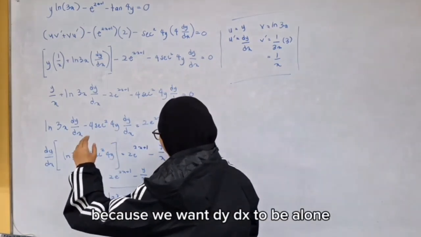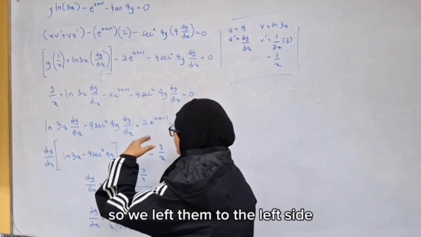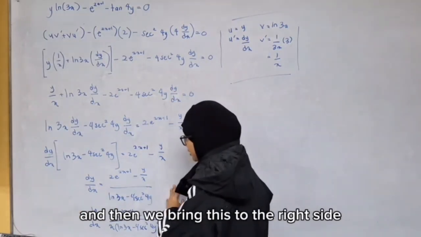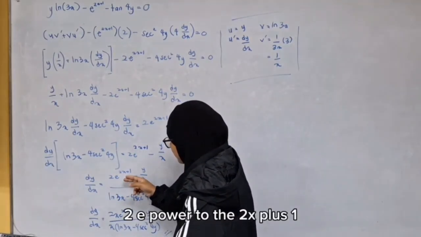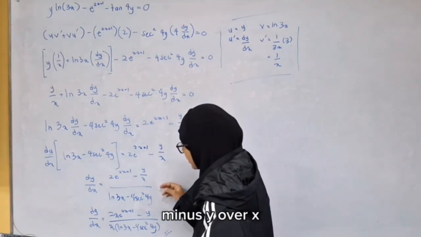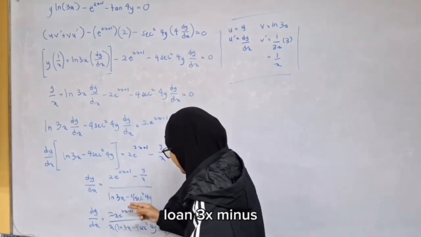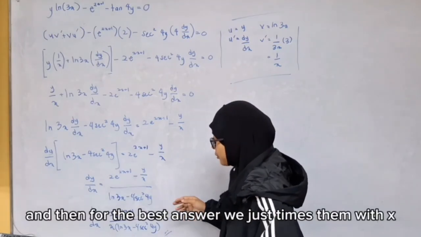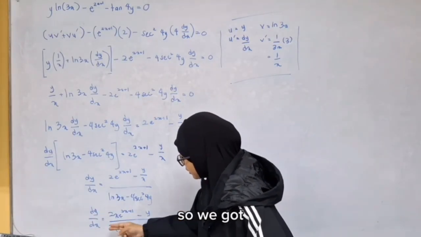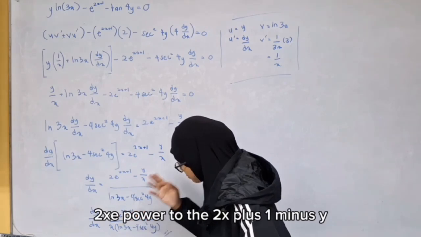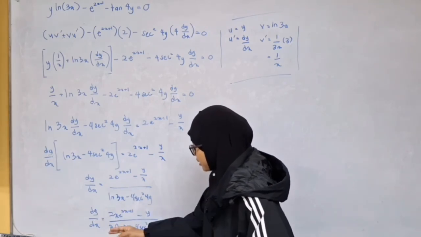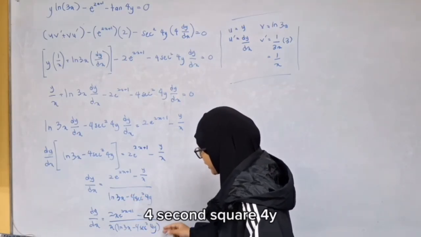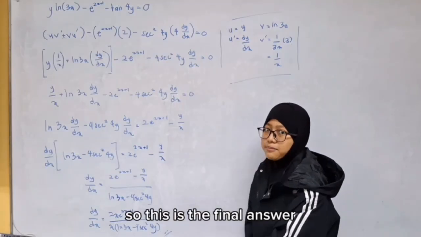Because we want dy/dx to be alone, we leave it on the left side, and we bring this to the right side. So we got 2 equal to x plus 1 minus y over x, and then we divide by the bracket. And then for the best answer, we just multiply them by x. So we got 2x equal to 2 to the power 2x plus 1 minus y over x, open bracket 1 over x minus 4 sec squared 4y, and then close the bracket. So this is the final answer.